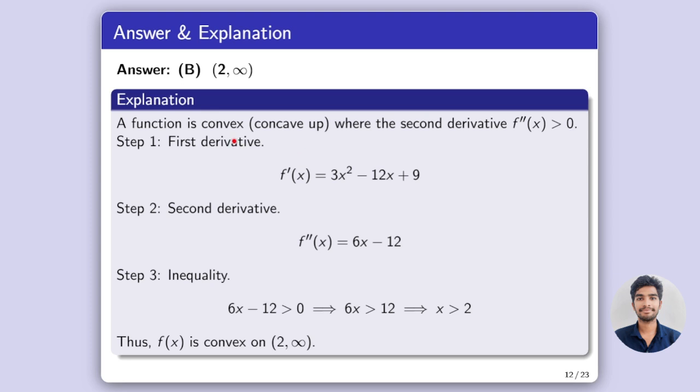So here observe that the second derivative is greater than 0. A function is convex where the second derivative f double dash of x is greater than 0. If it is concave, then f double dash of x is less than 0. So for convex, it means 2 to infinity, where it is greater than 0. So the answer will definitely be this one. This way we observe that this is the correct answer.